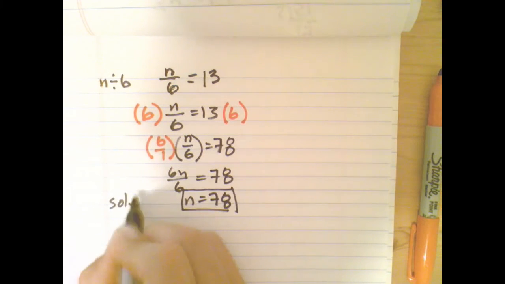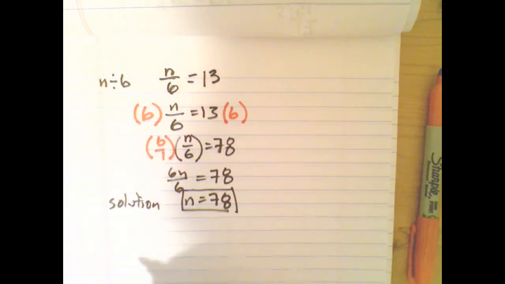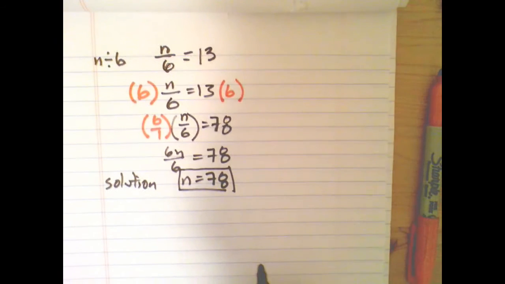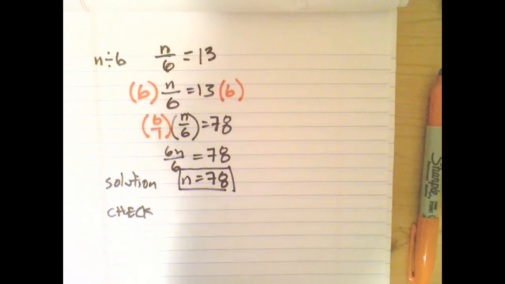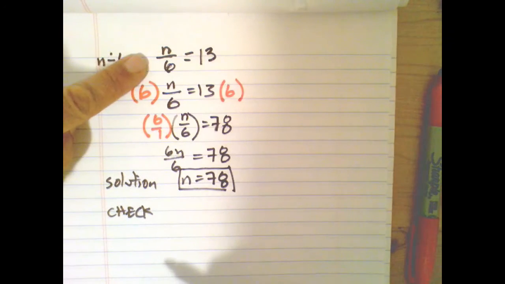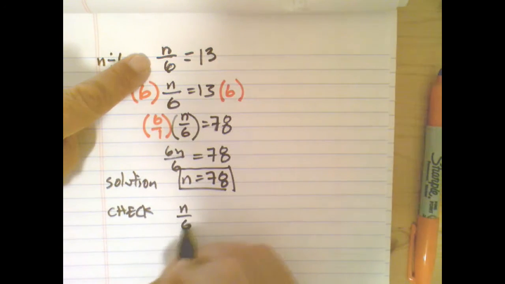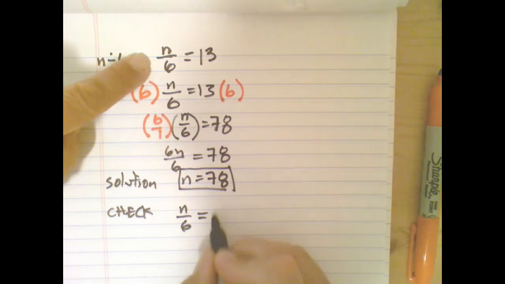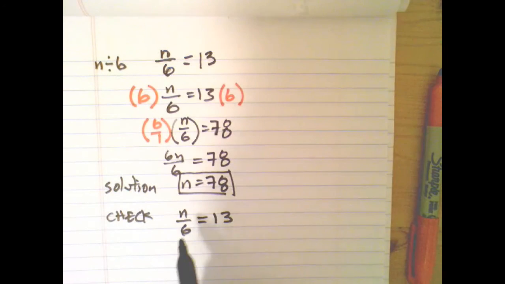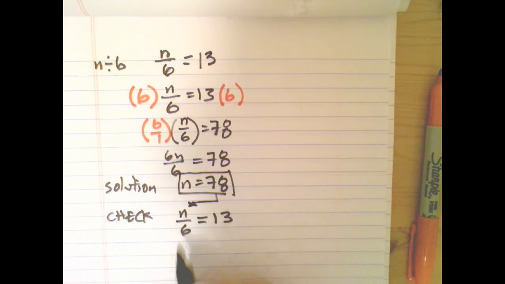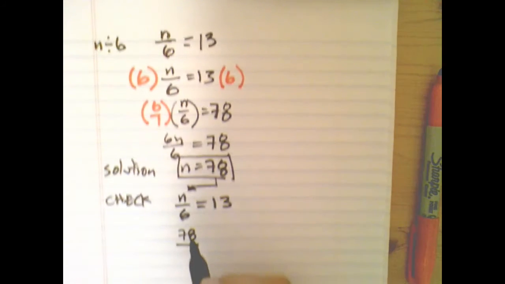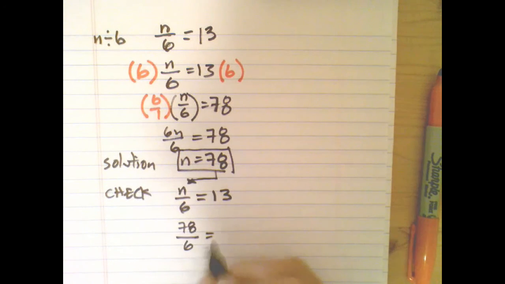The question is, is my solution correct? I don't know until I check. All checks begin with the original equation. So let me copy down n divided by 6 equals 13. I will replace the variable with the value in my solution and write 78 over 6, or 78 divided by 6.